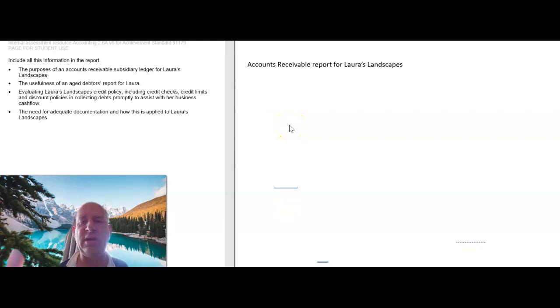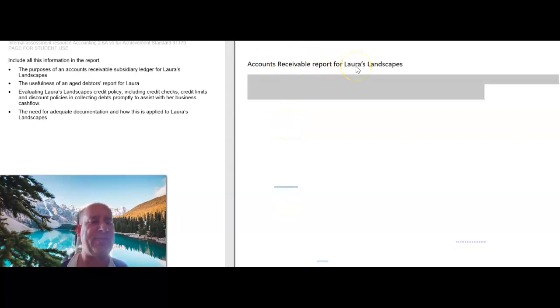I've already written the report. I'm just going to change the color. So the first part is the title, accounts receivable report for Laura's landscape. And we've got to do the purposes of an accounts receivable ledger for Laura's landscape. So we'll rewrite that question.